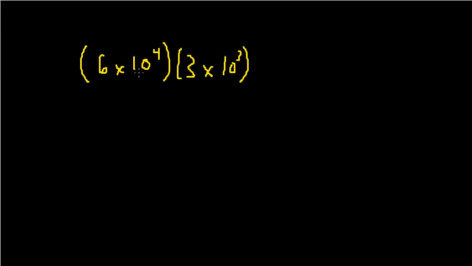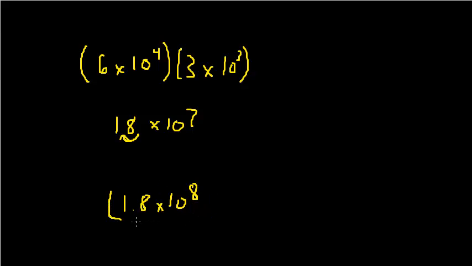For multiplying scientific notation, we can take 6 times 10 to the 4th and 3 times 10 to the 3rd. Multiplying these together, I have 6 times 3, 18, and 10 to the 4th times 10 to the 3rd. Same base, we add powers, so we have 10 to the 7th. This again is not in scientific notation. I need my decimal just after my first non-zero digit, so I have 1.8 times 10. Now I took a larger number and made it smaller, so my power increases by 1 power of 10 to the 8th. So 1.8 times 10 to the 8th, and that is my final answer.